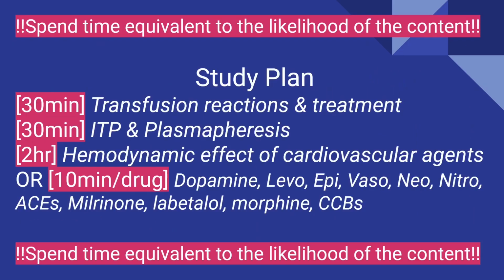So because we can't cover everything, and there's a lot to do with hemodynamics and hematology, just review, like I mentioned, the transfusion reactions and treatments. You probably only have to spend a half hour on it because you've done it a lot. Some other things they mention is idiopathic thrombocytopenia, that's ITP, and plasmapheresis. They mention that very briefly in the review books. So just kind of knowing very vaguely what these are in case you happen to get a question. But I always say spend time equivalent to the likelihood of the content.